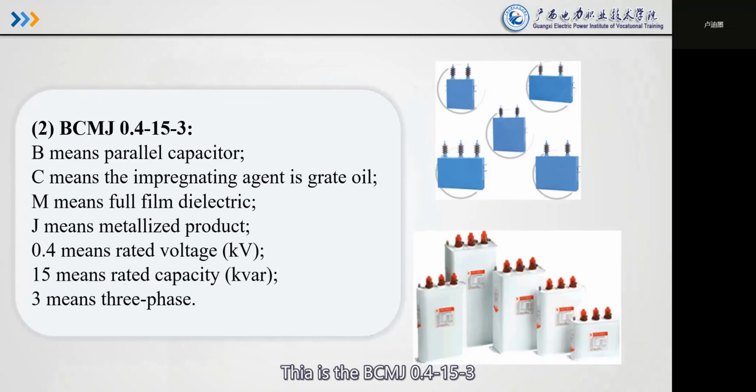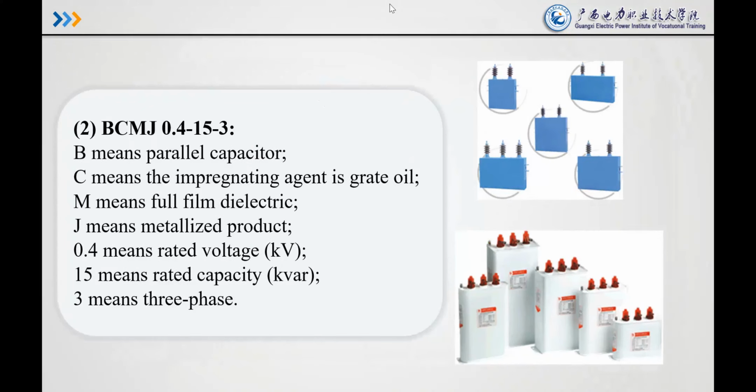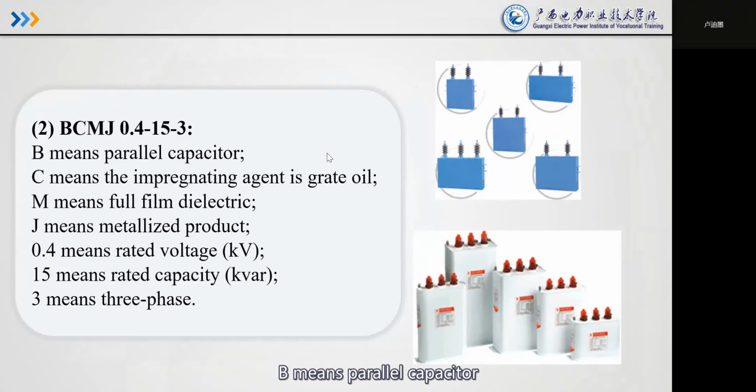This is the BCMJ 0.4 15 3. B means parallel capacitor. C means the impregnating agent is castor oil. M means full film. J means metallized products. 0.4 means rated voltage. 15 means rated capacity. 3 means three-phase.